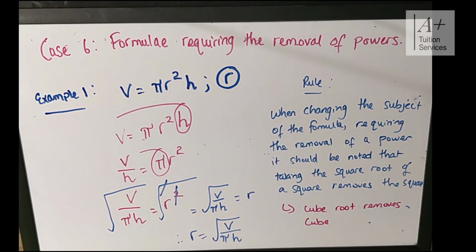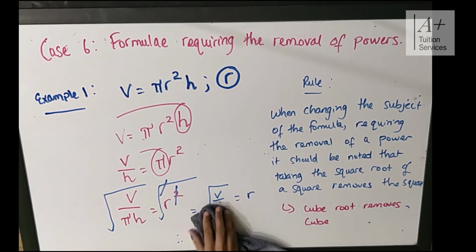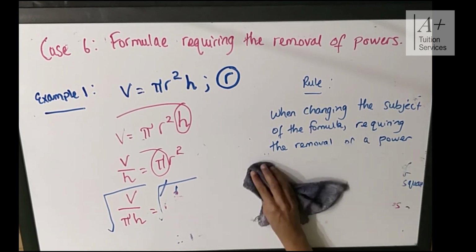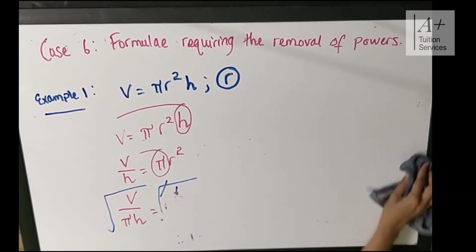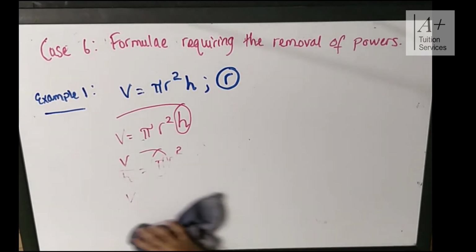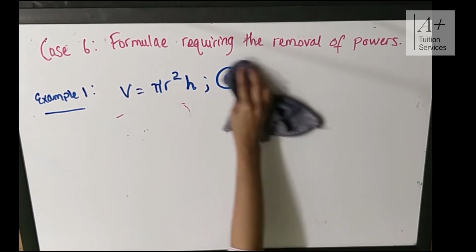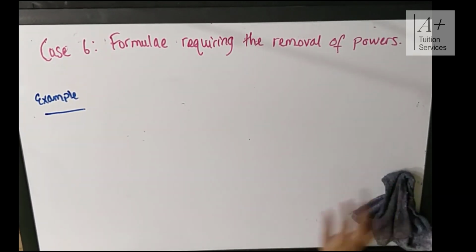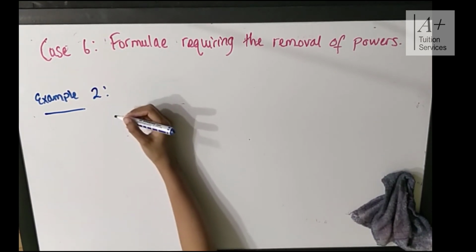Now we're going to look at example 2, which is a square again, but is a harder one now. Right, so I hope that you took down the note. So example 2 now is a bit bigger.